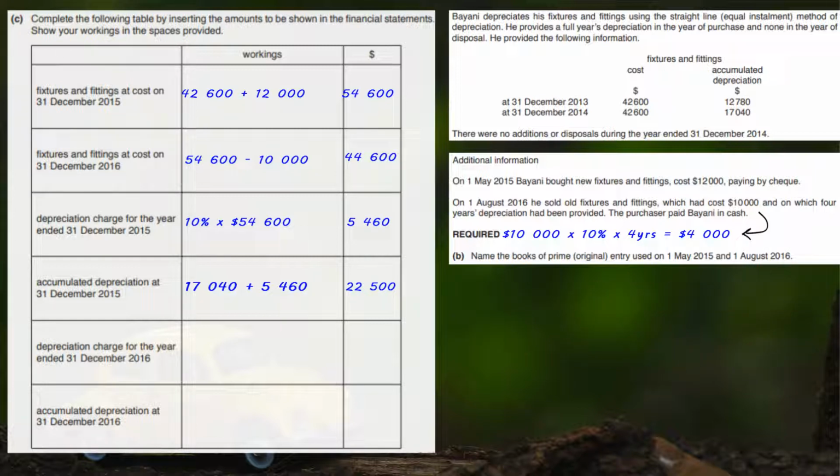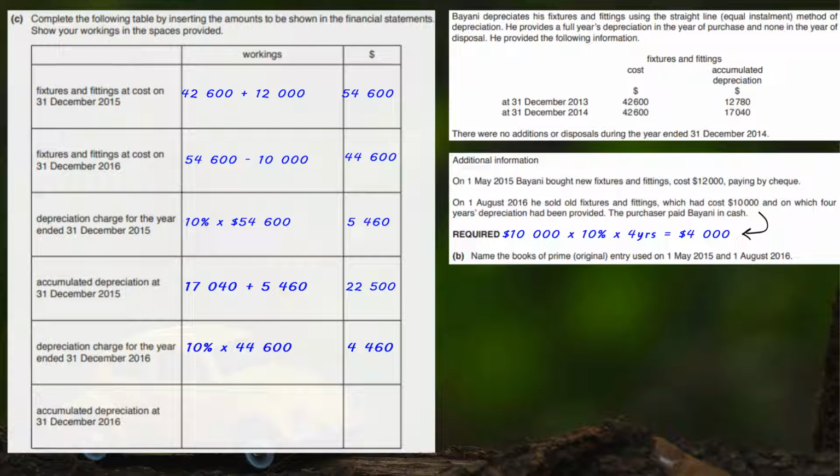They want us to find the depreciation charge for the year ended 31st December 2016. Now in 2016 we are left with how much of the asset? 44,600. So 10% of 44,600 will be 4,460. Yeah, so we found out the depreciation charge for the year.